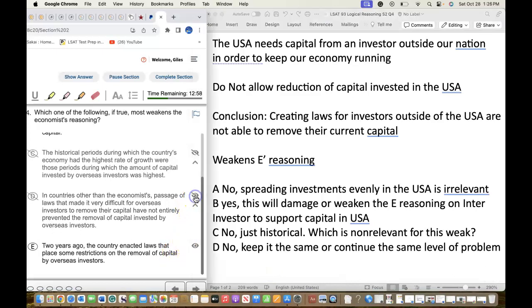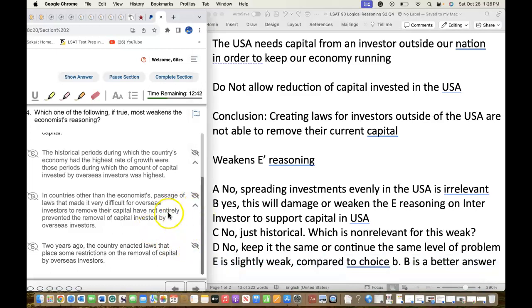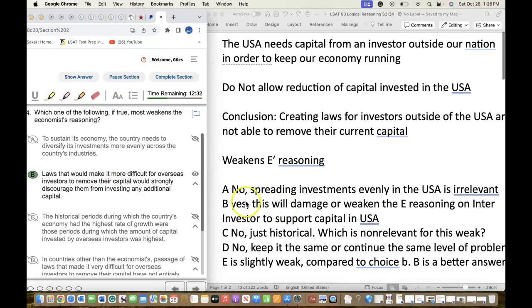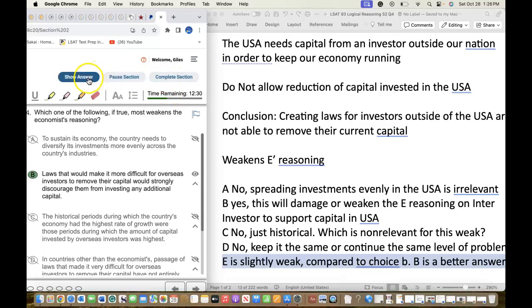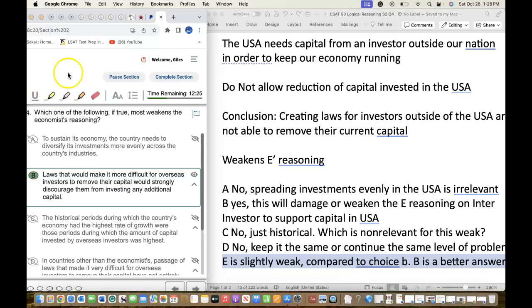Last one is going to be E. Two years ago, the country enacted laws that placed some restrictions on the removal of capital by overseas investors. Once again, that kind of makes it slightly weak compared to choice B, with B being the better answer. This right here, laws that make it more difficult for overseas investors to remove the capital, would strongly discourage them from investing any additional capital. It would definitely make it weaker. And let's go ahead and show the answer. And we got that one correct.